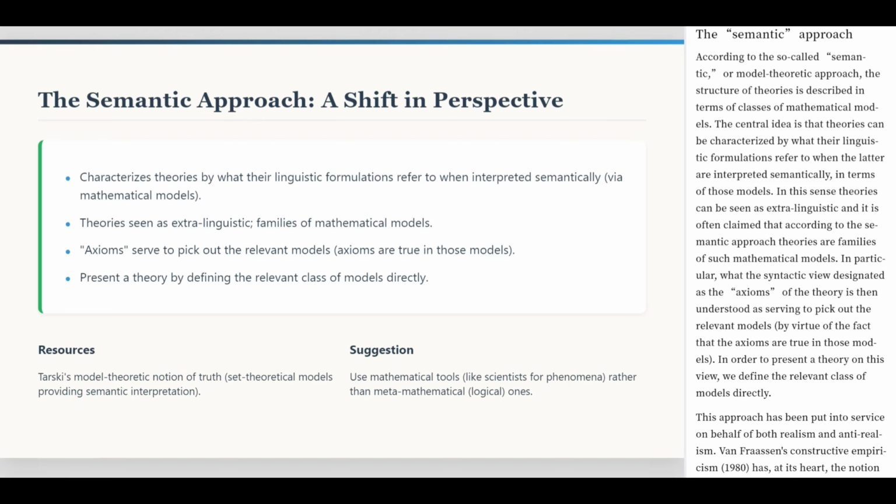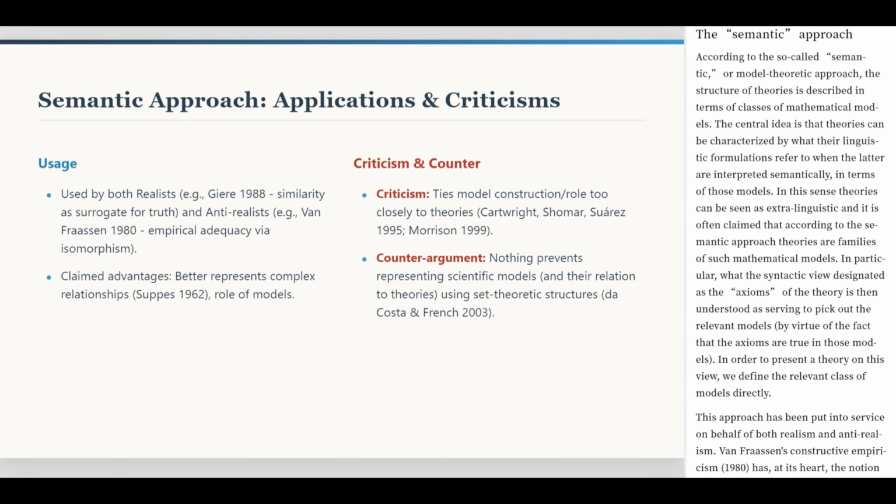In this view, the axioms of the theory aren't the foundational statements themselves, but rather the criteria that define which mathematical structures qualify as models of that theory. To present a theory, you just define the set of models it encompasses. This shift draws heavily on developments in mathematical logic, particularly Tarski's work on truth, where truth is defined relative to a model. This approach promises a richer way to capture the messy reality of science, including the complex roles of models, data, and phenomena. This semantic approach has been quite popular.